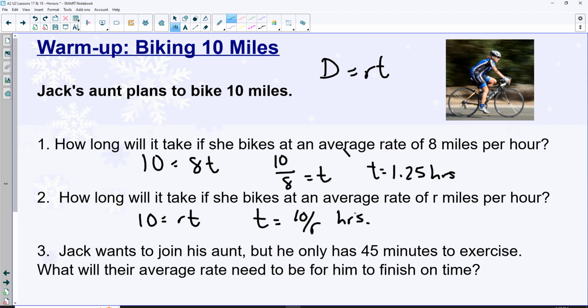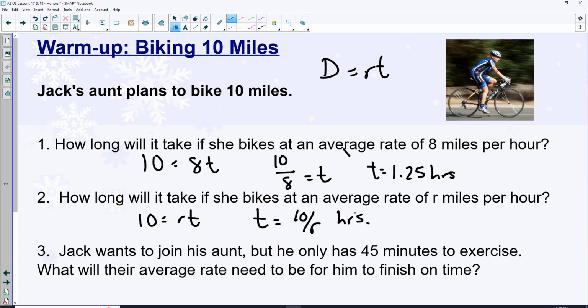So what you might realize with that, as R gets bigger, so as you get faster, the time goes down. And if R gets smaller, the time goes up. Like you ride slower and it takes longer to get to your destination, and vice versa.